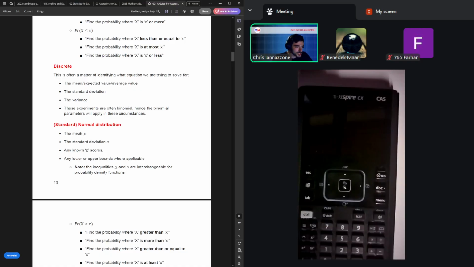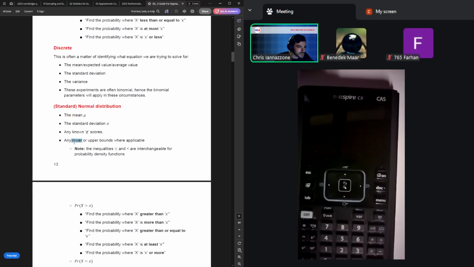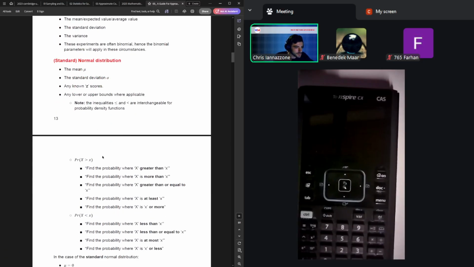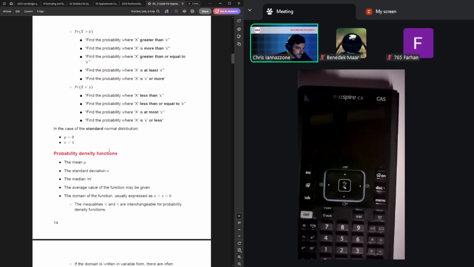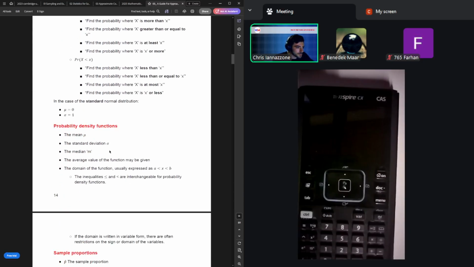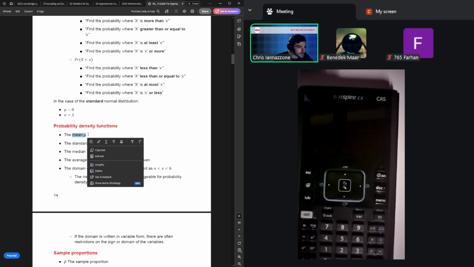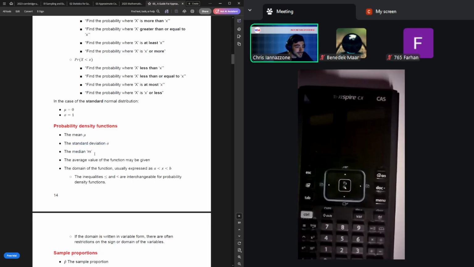For normal distribution, you care about the mean, standard deviation, any z stuff that's related, and maybe some upper or lower bounds if you're given them, like the actual x values themselves, because you're often using that z equation to do these sorts of questions. For your continuous probability, the key things that could come up would be your mean, standard deviation, median. Average value of the function may be given.